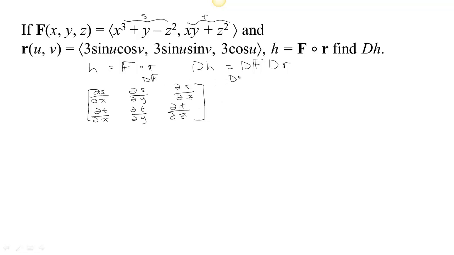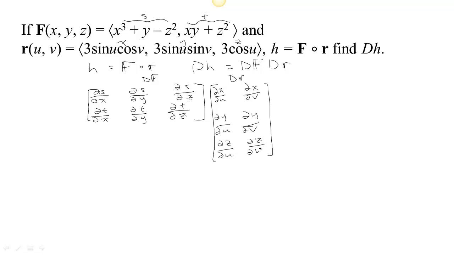And then for the derivative dr, since r had two inputs and three outputs, it was a 3 by 2 matrix. And we were calling the entries of r x, y, and z. So the first entry was dx du, and the second entry was dx dv. And then we had dy du and dy dv. And we had dz du and dz dv.